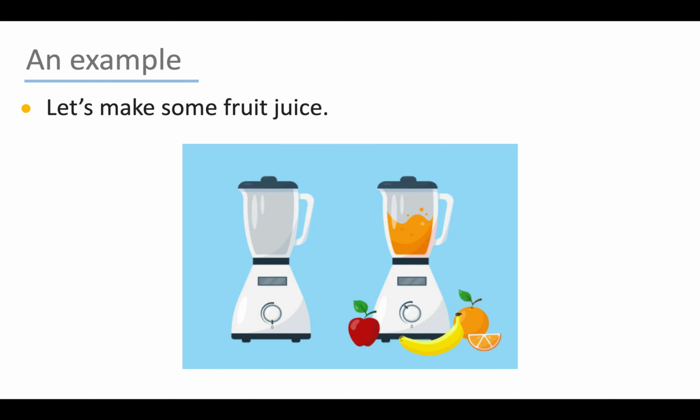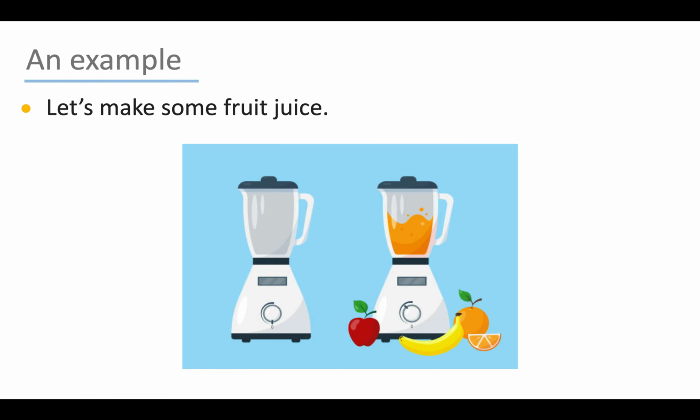Now let me give you a practical life example to understand it better. Suppose you want to make some fruit juice, and for that you bought a blender. Now you have put that blender in your kitchen, and you can use it whenever you want to. Whenever you feel like you want to have some juice, you can take that blender, put some fruits in it and make some juice. Now here we can compare this blender with our function.